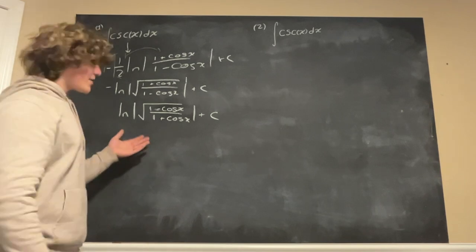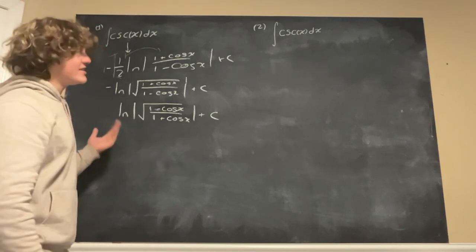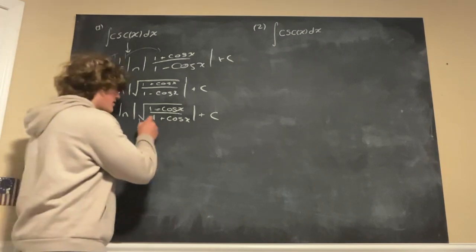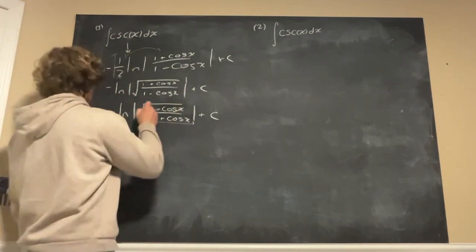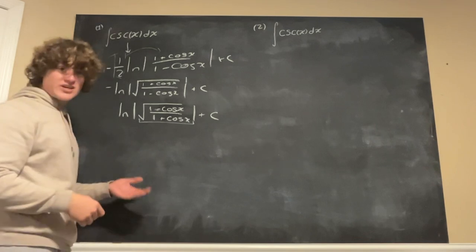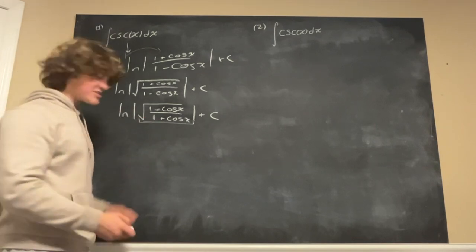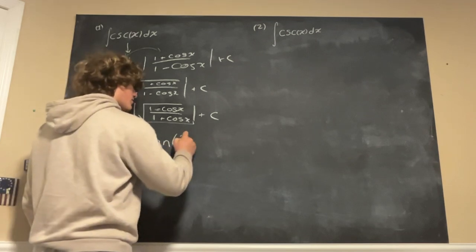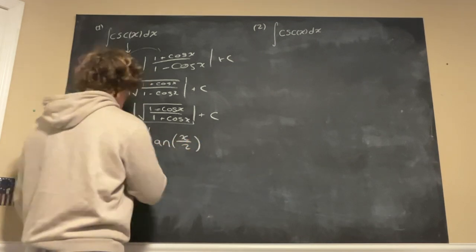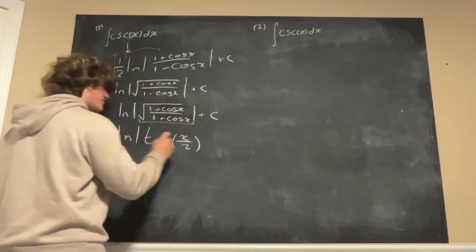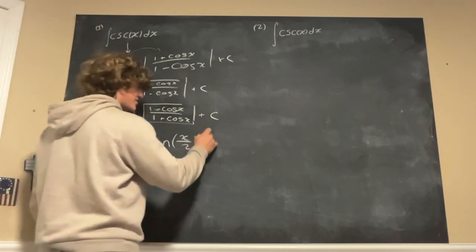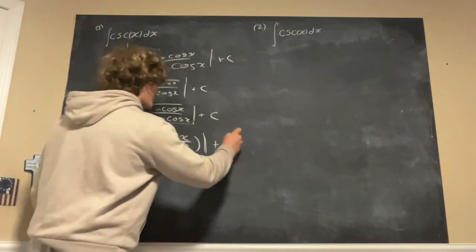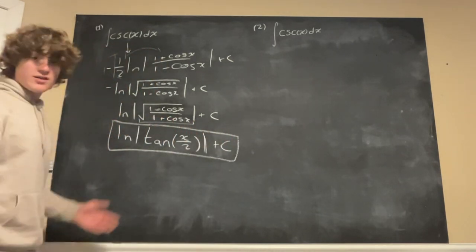Now, this property probably doesn't look too familiar. It is not exactly common. However, this inside, the square root of 1 minus cosine x divided by 1 plus cosine x, is just tangent of x divided by 2. So our answer can just be written as the absolute value of tangent of x over 2, plus c. So this is one way that you will commonly see this written out.